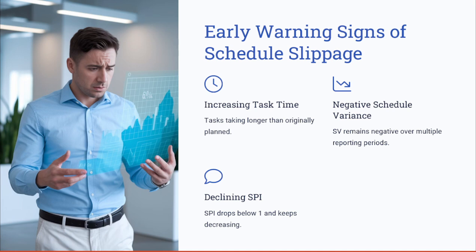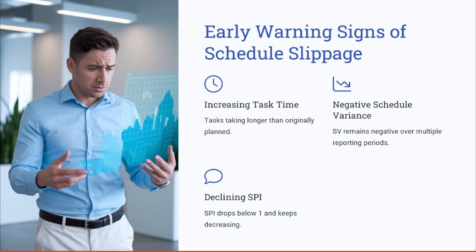Another indicator is a negative schedule variance. If the schedule variance, or SV, remains negative over multiple reporting periods, it means you are having a schedule slippage sign. And the last key indicator is a constantly declining SPI. If your schedule performance index drops below 1 and keeps decreasing, that means you need to take action now.